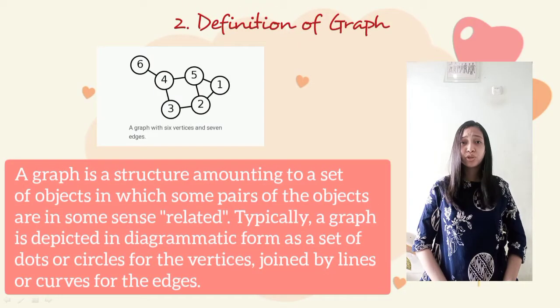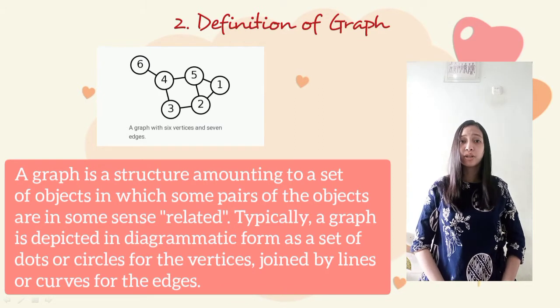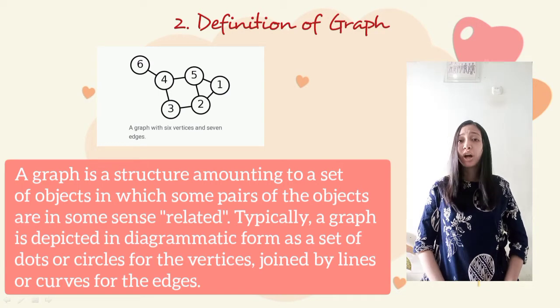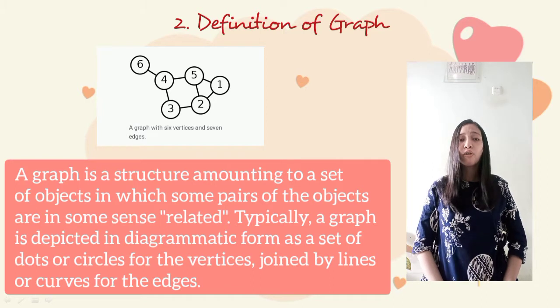A graph is a structure amounting to a set of objects in which some pairs of the objects are in some sense related. Typically, a graph is depicted in diagrammatic form as a set of dots or circles for the vertices joined by lines or curves for the edges.